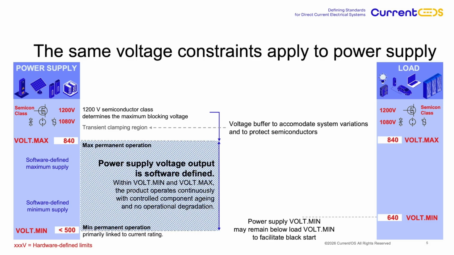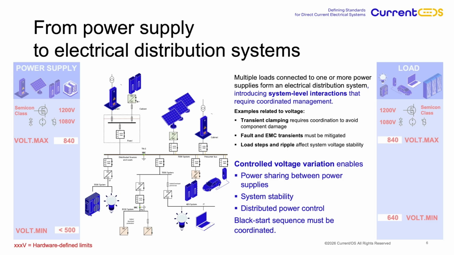Unlike the load operating window, shown here, with a load volt.min at 640 volts, the power supply volt.min may intentionally remain below the load volt.min in order to facilitate black start capability. This relationship between source and load applies in the simplest case of one source connected to one load. Let's now move beyond the simple case of one source supplying one load and explore electrical distribution systems, where multiple loads operate within the same electrical installation and can be supplied by multiple energy sources. Such an electrical distribution system introduces system-level interactions that must be managed.